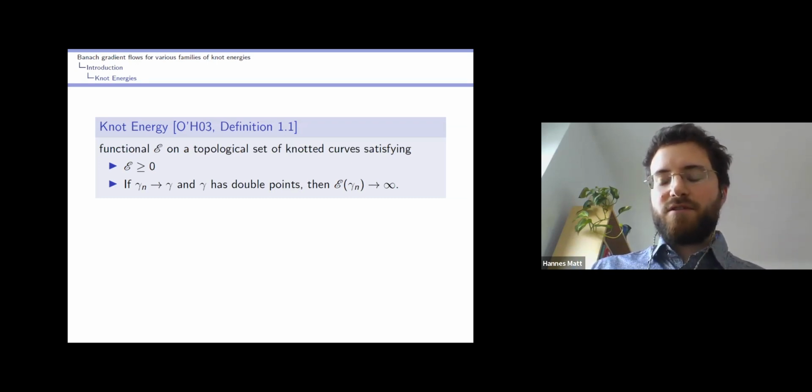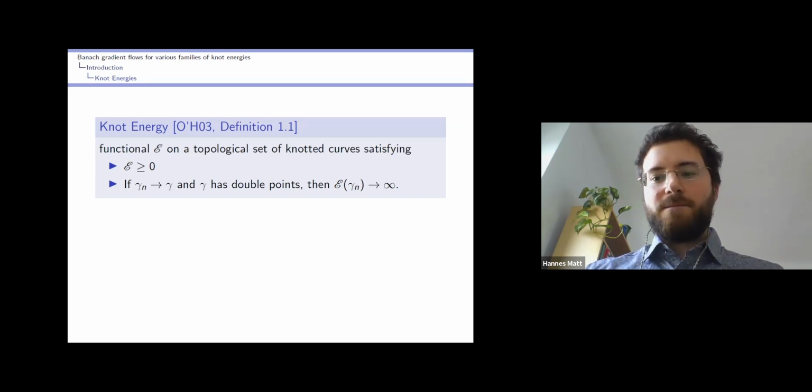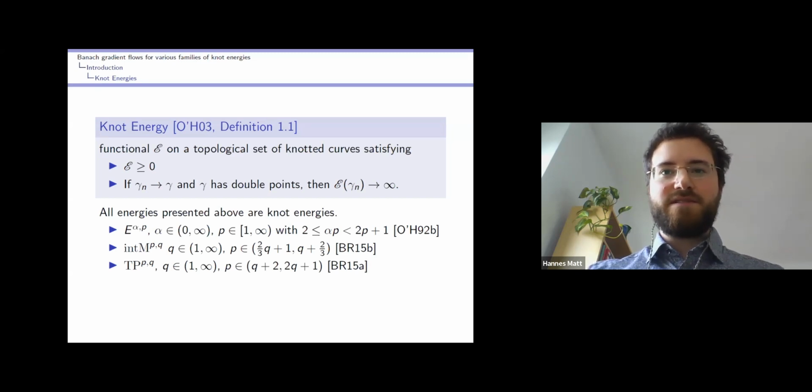This property is quite important for our applications, because if we have such a knot energy and let the curves flow continuously, then they cannot leave the knot class if the energy stays bounded. So in particular for gradient flows where we would like to dissipate this energy, it can't grow to infinity, so we stay in the same knot class. It has been shown for all the three examples I gave before that these knot energies are in fact knot energies in this sense. O'Hara proved it for the O'Hara energies, and Simon Blatt and Philipp Reiter showed it for the generalized tangent-point and integral Menger curvature for these various exponents.